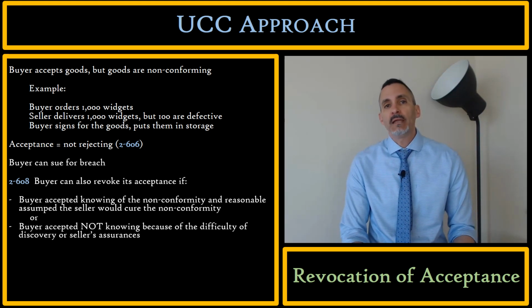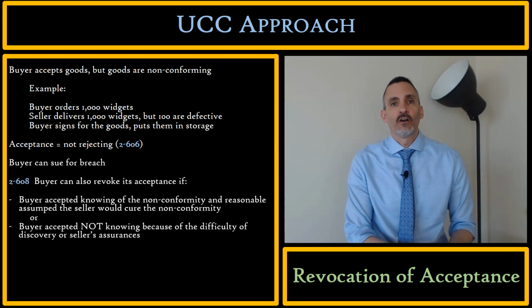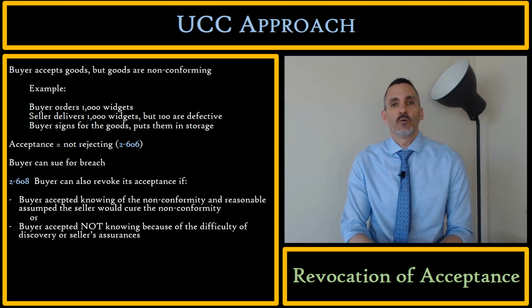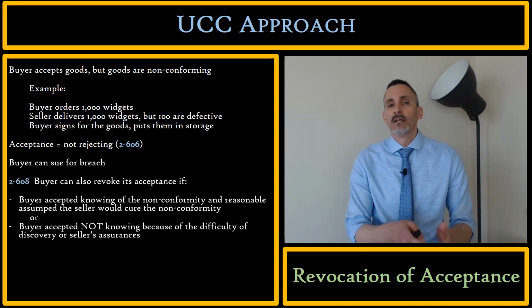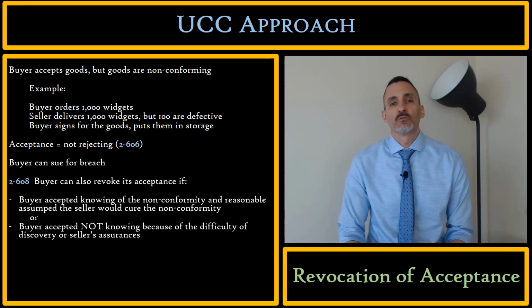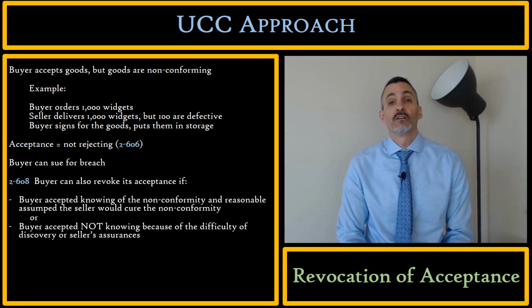Or maybe she accepted the goods not knowing of the nonconformity. If she did that and it was difficult for her to discover the nonconformity, or because maybe the seller said, oh, no, they're conforming, trust me, well, then she can revoke her acceptance. So let's look at our fact pattern. Seller delivers 1,000 widgets. 100 of them are non-conforming. Maybe it was difficult for buyer to discover that 100 of them were defective, right?